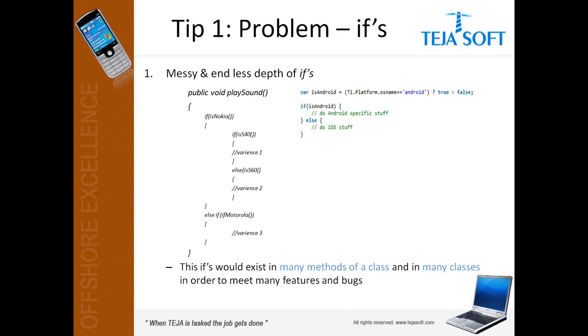So for example, if it is Nokia, and within Nokia, if it is S40, do this. If it is S60, do this. And tomorrow something else comes, you should know where to fit in another if. And if it is Motorola, there is never ending. And this is only for one method. Now, can you imagine how much device specific code would exist if you were to develop a professional, enterprise application?